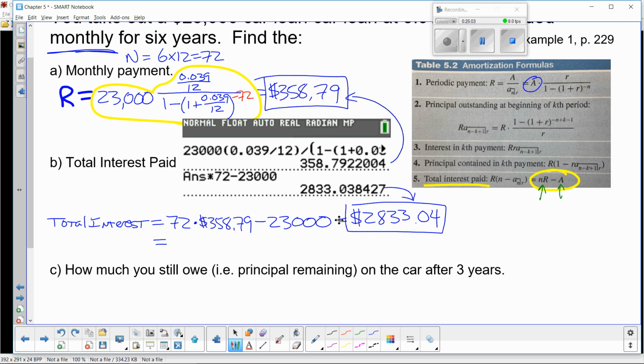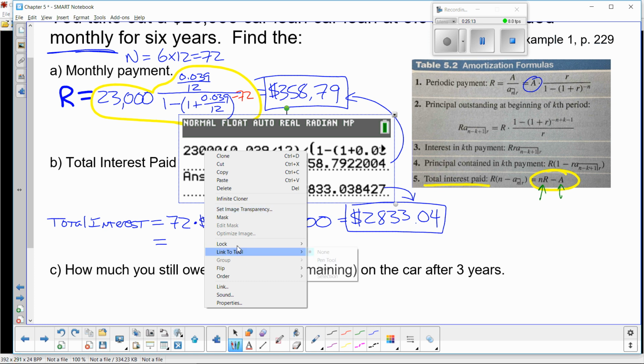Okay. All right. Especially this calculation here in part A, you're going to need to practice those to be able to do them on the calculator.